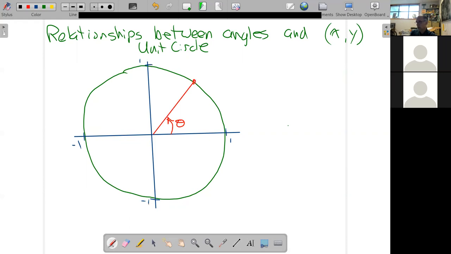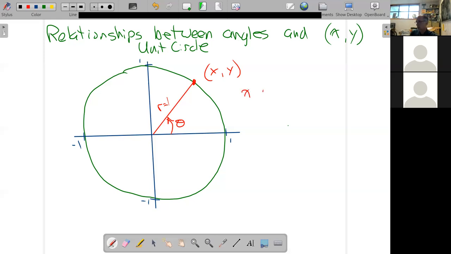Now theta here leads to this point on the unit circle. And that right there is a radius of 1, right, on the unit circle. This point has coordinates x and y. And as I change this angle, the x value is going to change. And as I change this angle, the y value is going to change. So what I know here is as I change the angle, x and y change. So that means x is a function of the angle and y is a function of the angle.